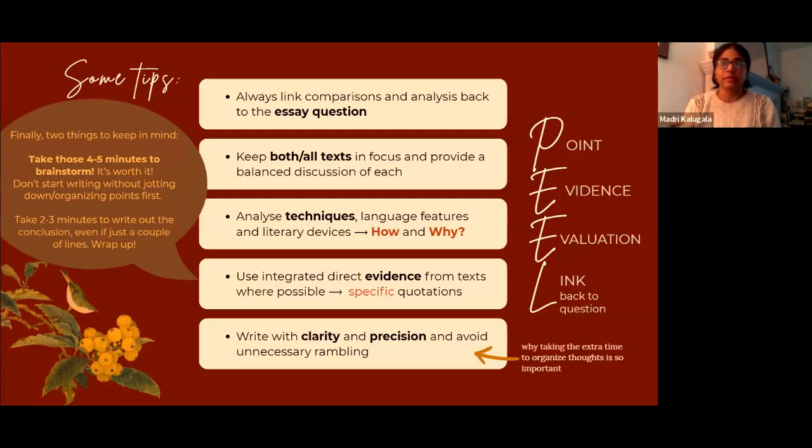You won't remember, and then your essay will lose focus and you're going to be all over the place. So even if you have 40 to 45 minutes for an answer, I don't know how much time you have, 30 minutes, 40 minutes, whatever it is, take 4 to 5 minutes to first brainstorm. Venn diagram, point form, flow chart, some sort of a way, organize your answer. Do not start writing without first jotting down and organizing your points.